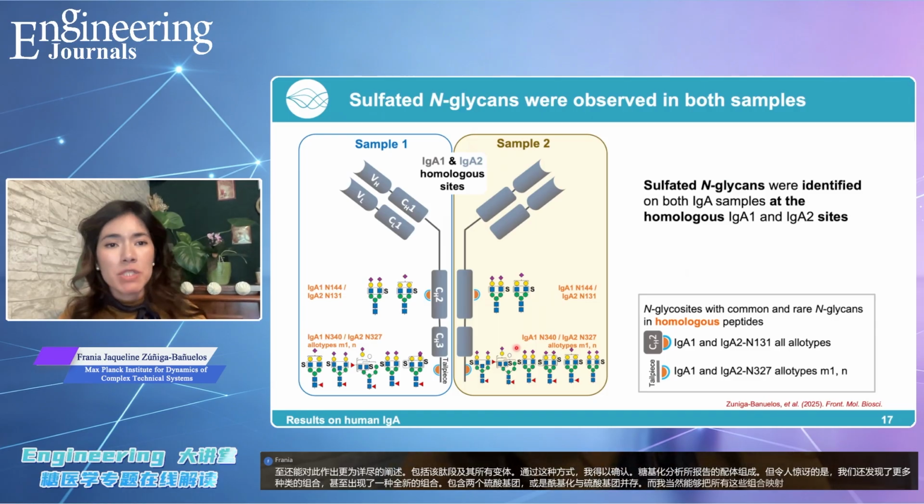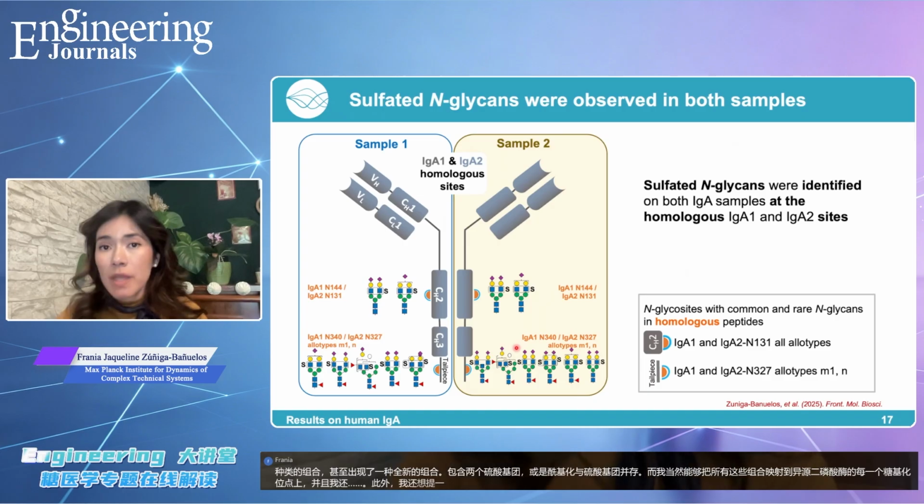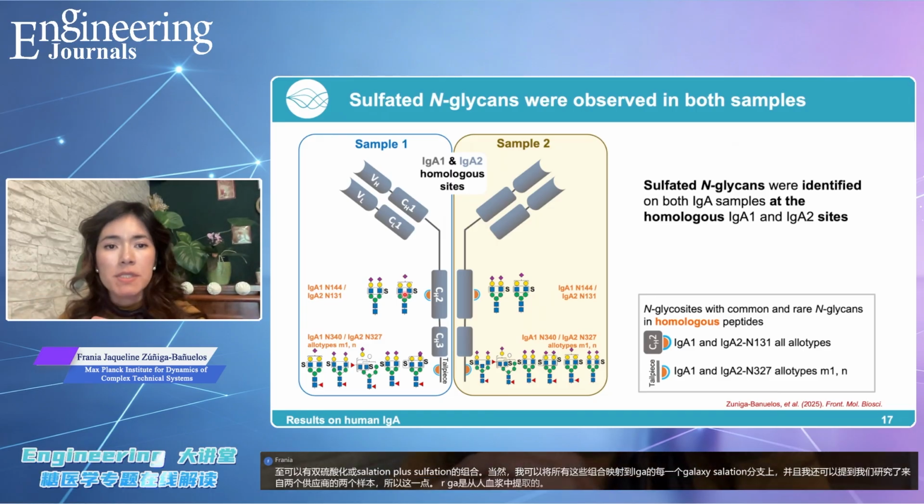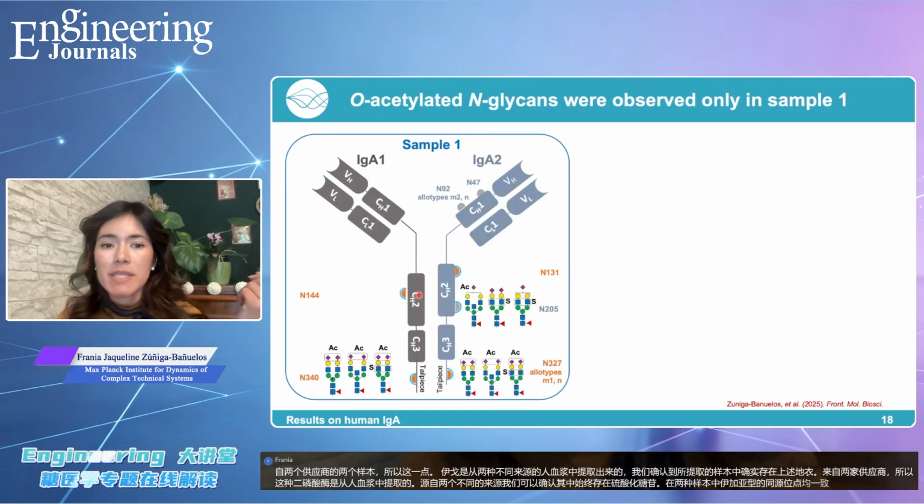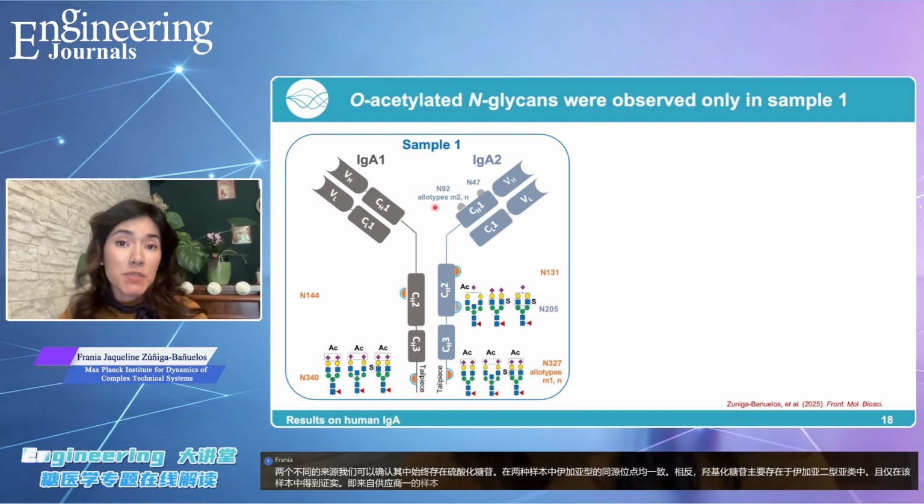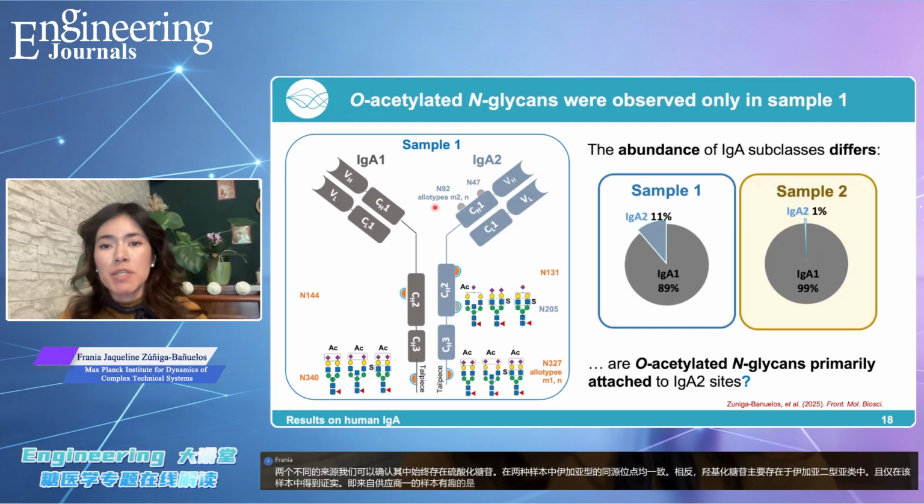And I can also mention that we studied 2 samples from 2 vendors. So this IgA is extracted from human blood plasma from 2 different sources. And we could confirm that sulfated N-glycans were present consistently in both samples on the homolog sites of IgA subclasses. On the contrary, O-acetylated N-glycans were mostly on the IgA2 subclass and were only confirmed on the sample from provider 1. And interestingly, the ratio of IgA1 and IgA2 was different between both samples.